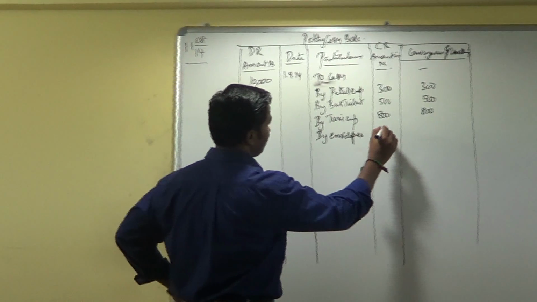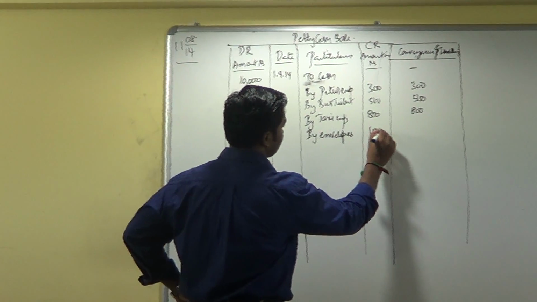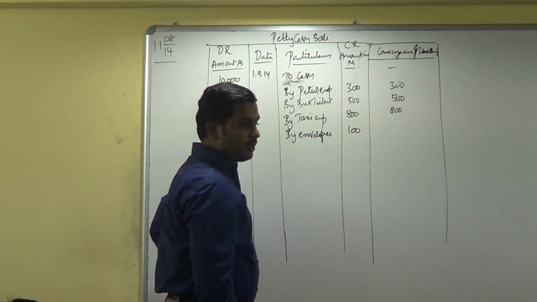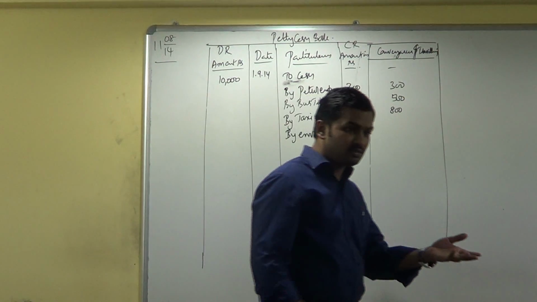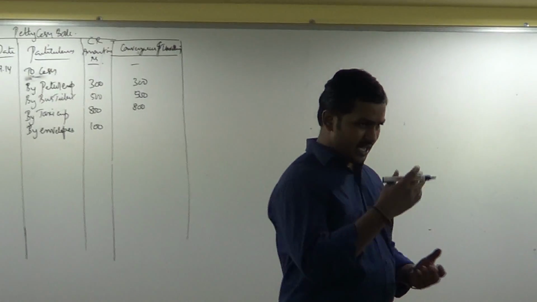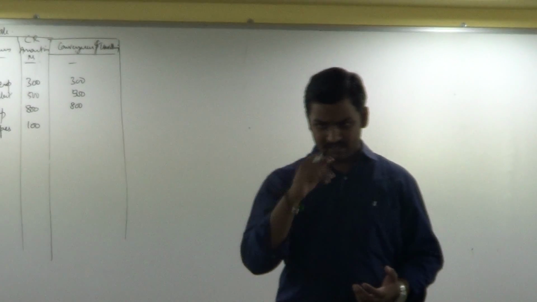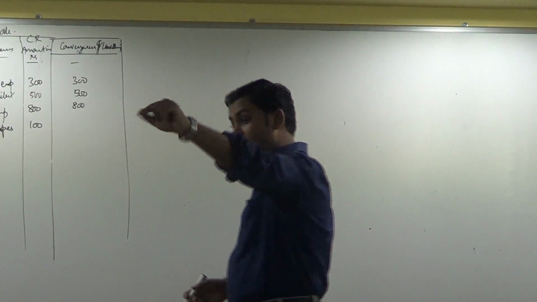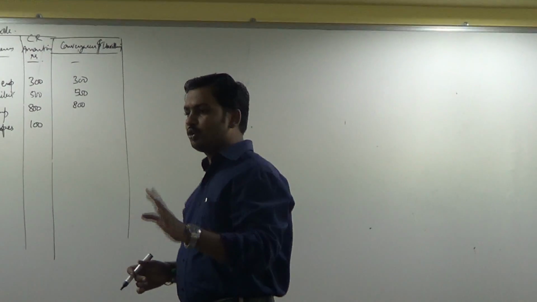How much? 100 rupees. Now should I write it in the conveyance and traveling column? I should actually open an envelope account and write it to petty cash there. Normally we don't open an account for envelopes. Envelopes, books, pens, we all call them stationery. So we should actually open a stationery account and give a debit there. But we are not going to do that even.